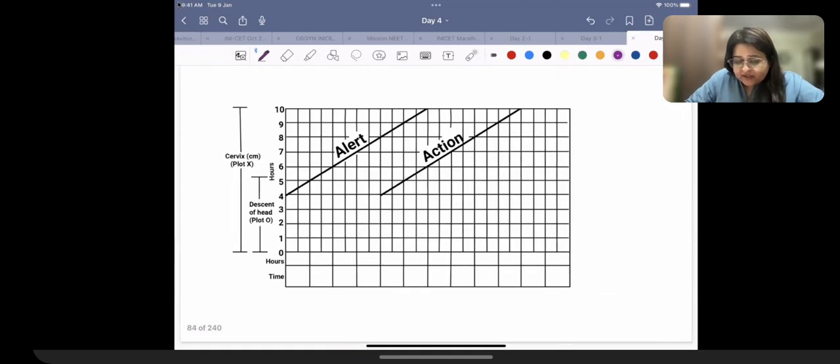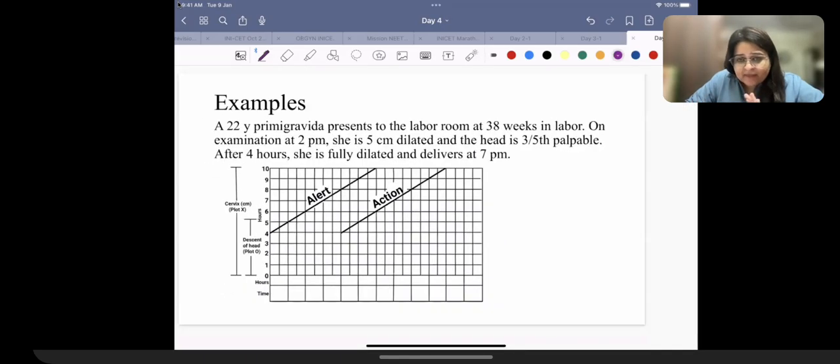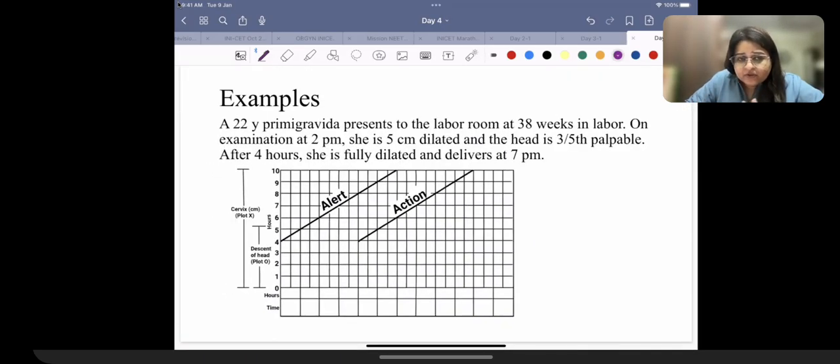Okay. Now coming to some examples, just come straight to the examples. This I think is there in your workbook. So let's understand based on the WHO modified partograph, let's do these examples.